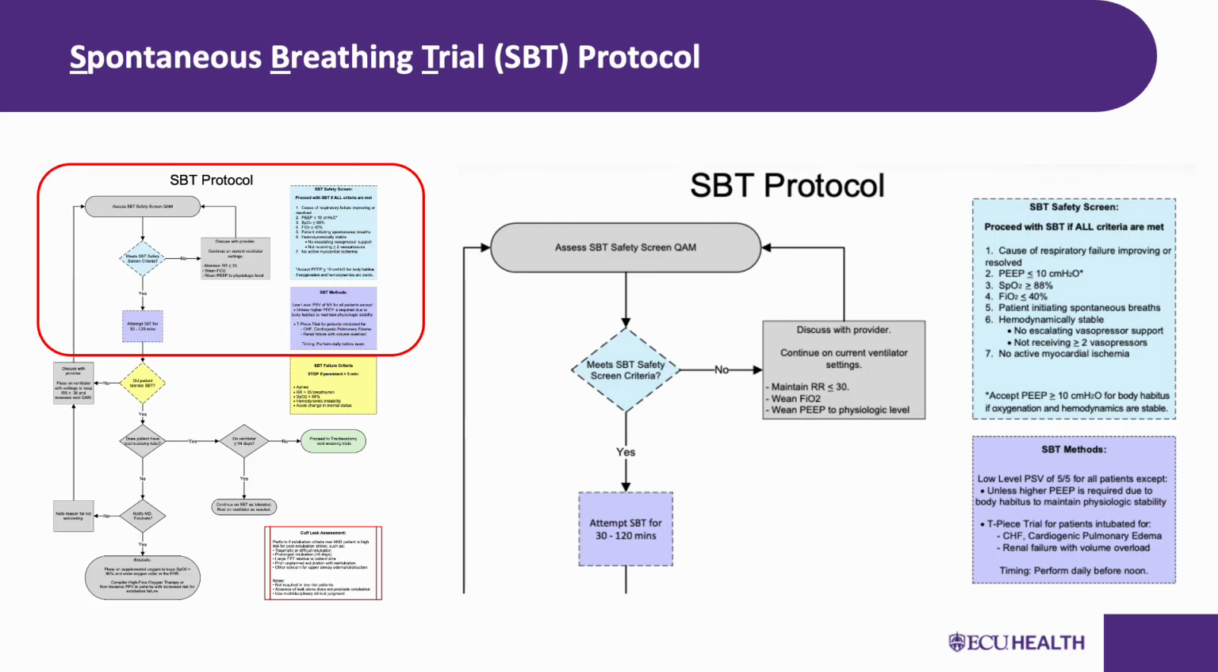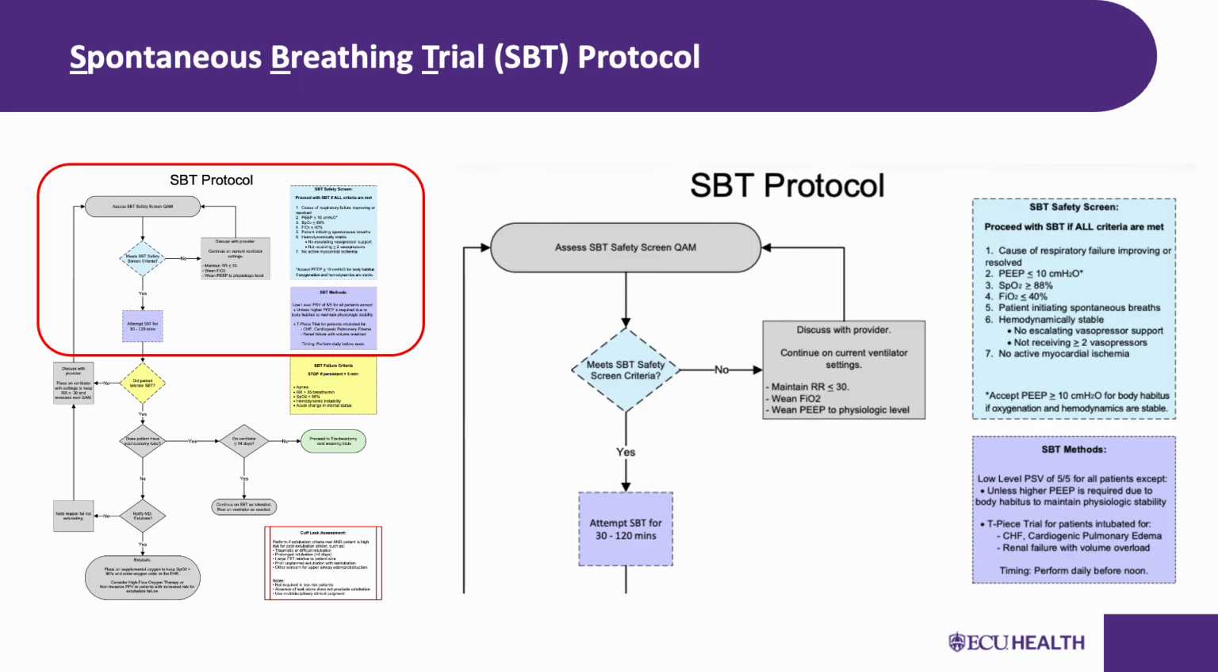The first method, and the one most of your patients will get, is a low-level pressure support trial. You set the pressure support to 5 and a PEEP to 5, so a 5/5. This gives the patient minimal support, essentially just enough to overcome the resistance of the endotracheal tube, and lets you see how they perform on their own.